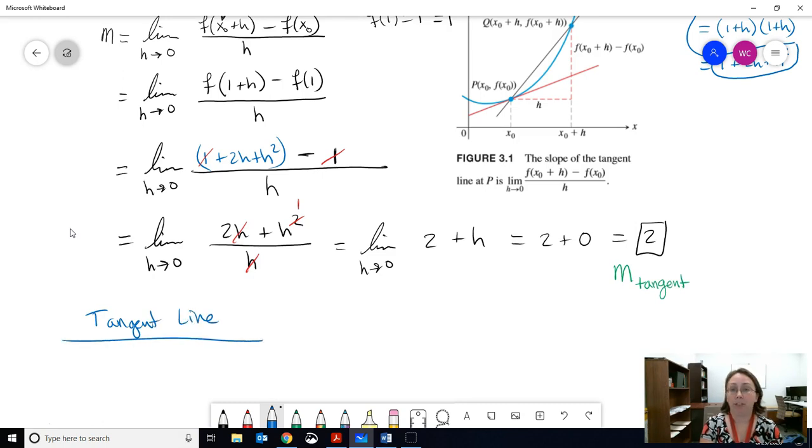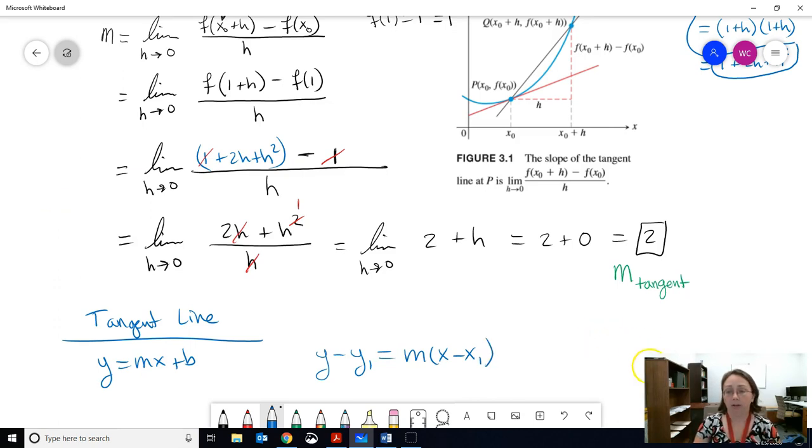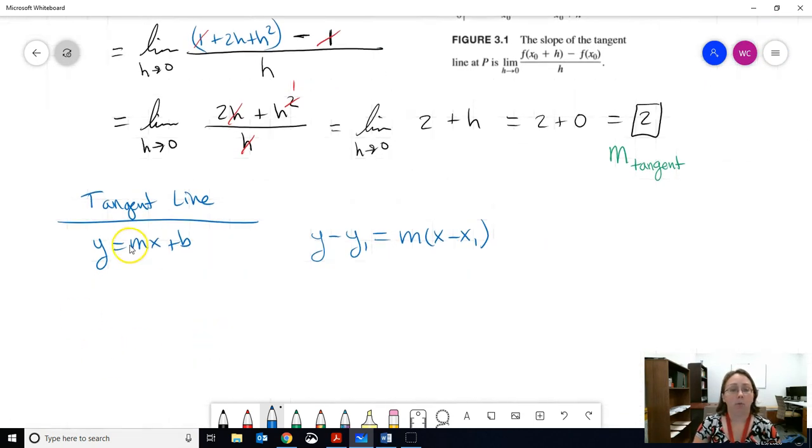Well, you have two formulas you probably remember. One is y equals mx plus b. This is the slope-intercept form. Or you have the point slope form: y minus y1 equals m times x minus x1. You can use either one. That is up to you. For the mx plus b, you do not have b. You'd have to solve for b. For the point slope form, we have everything we need to plug in.